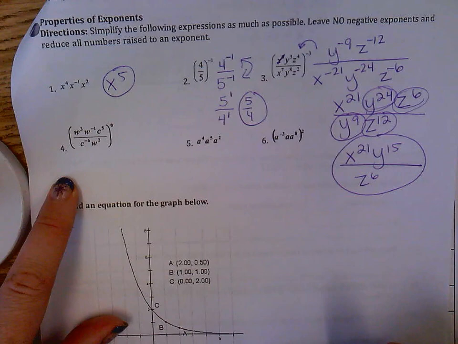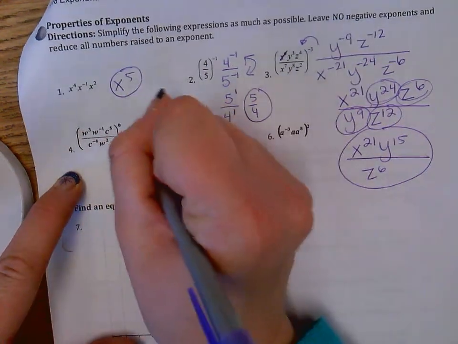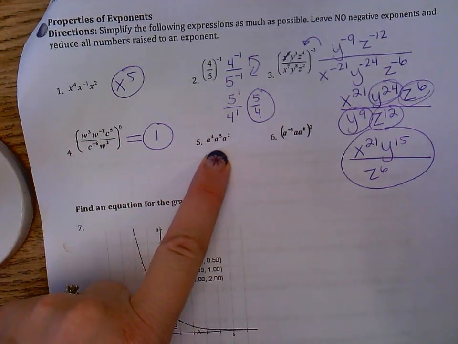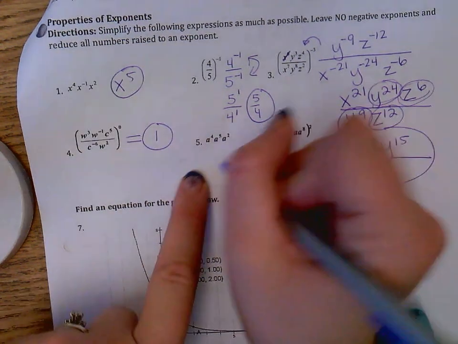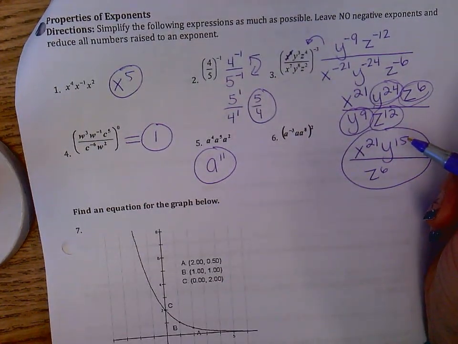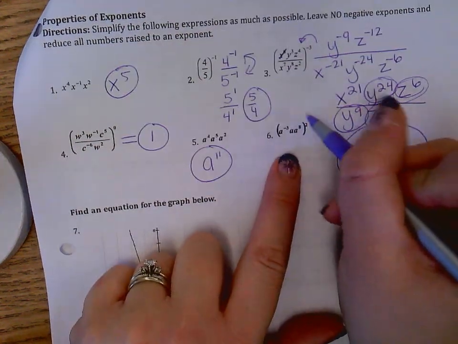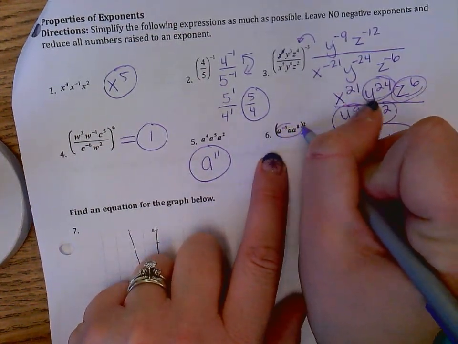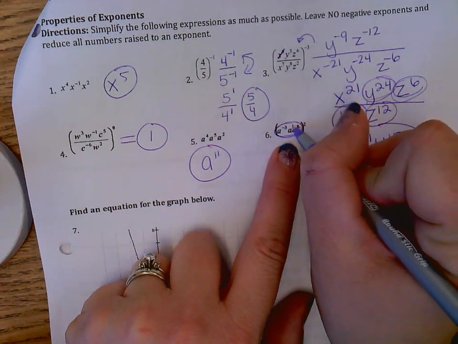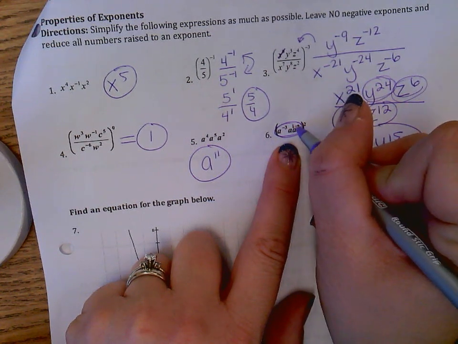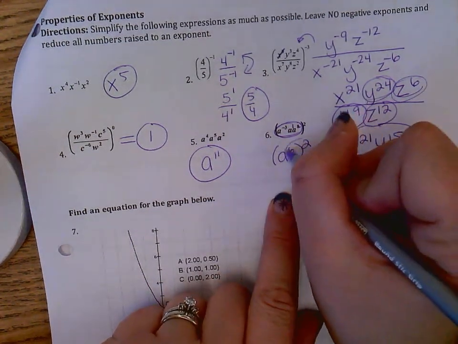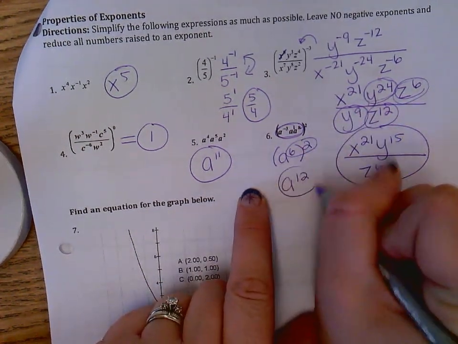Number 4 is pretty easy. Anything to the 0 power is equal to 1. So my entire answer is equal to 1. Number 5, you're going to add up the powers. So you'd have a to the 11th. And on number 6, you have the option to either distribute the 2 first. I like to simplify inside the parentheses first. So I have 8 plus 1 is 9. 9 minus 3 is a to the 6th, and then I'm squaring that. So when I distribute, I'll end up with a to the 12th as my final answer.